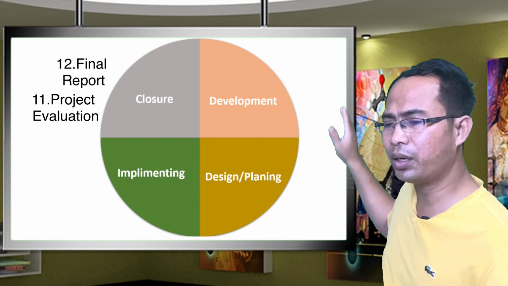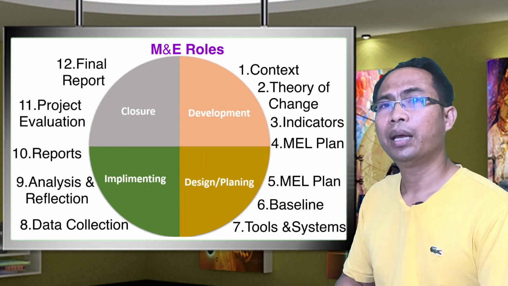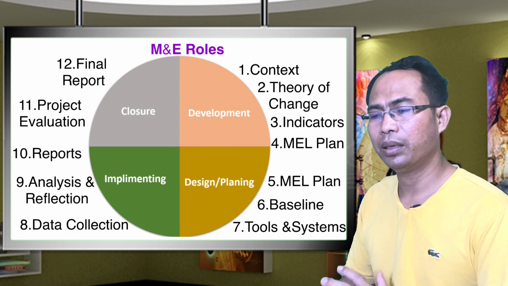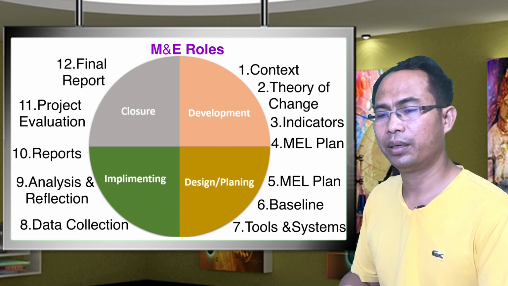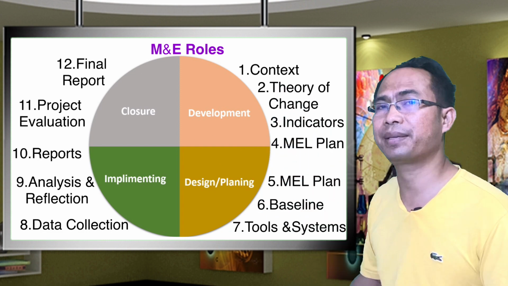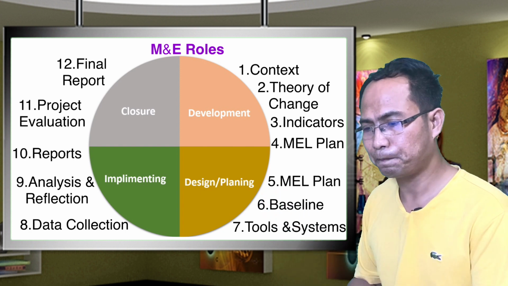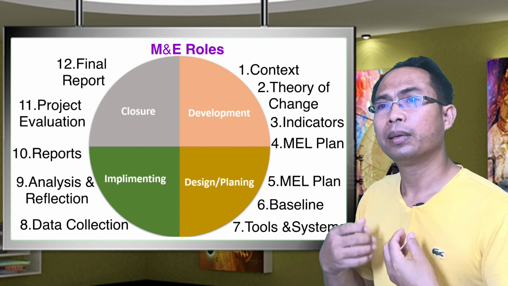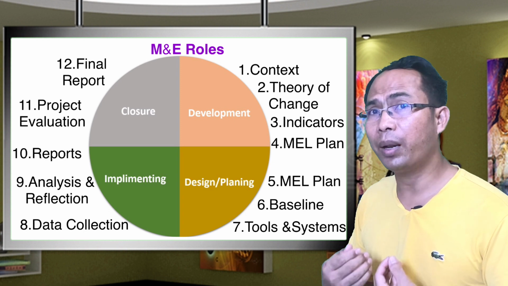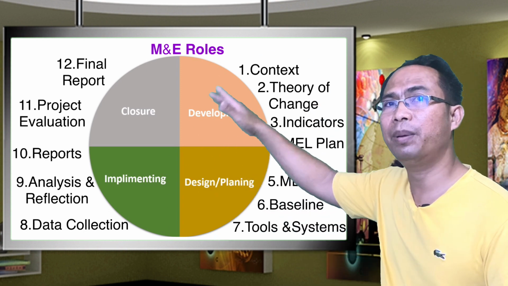So as you can see here, overall, we have 12 key tasks for the M&E department or M&E manager or officer to help the project or to maximize the impacts of the project or organization. I believe as M&E practitioners we are doing more than this, but at least these 12 tasks should be implemented.